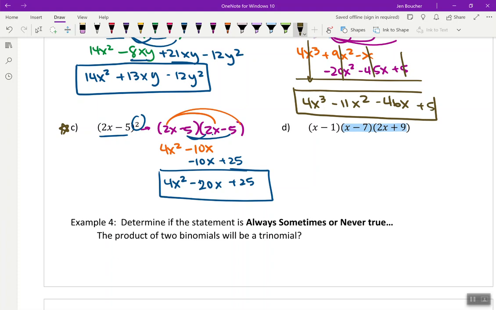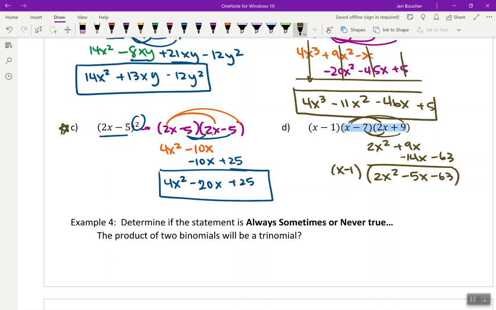We have x times x is 2x squared. X times 9 is a 9x. Multiply the insides. -7 times 2x would be a -14x. And then last would be a -63. So we would get 2x squared minus 5x minus 63. And that's just the last 2 binomials multiplied together.